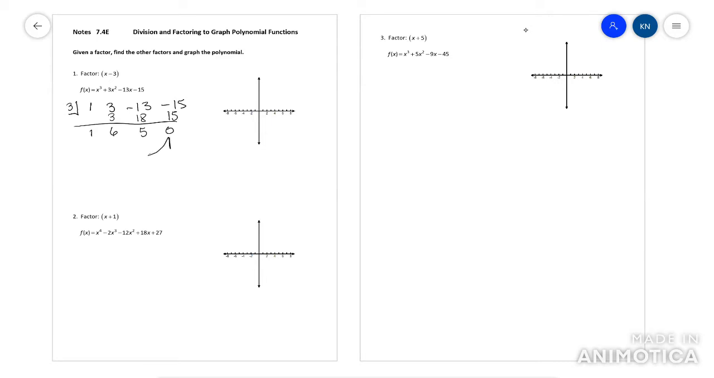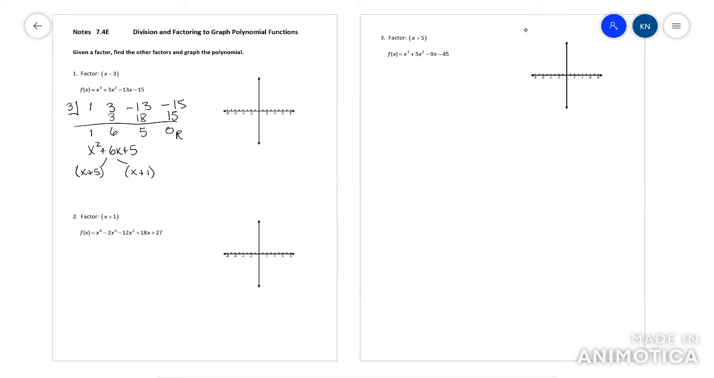If you get something other than 0 remainder, you messed up because they're giving you a factor, so it should divide in evenly. So if you got like 1 as your remainder, you messed up somewhere. But anyways, you end up with x squared plus 6x plus 5. All right? So you need to factor this further. And I'm not going to reteach you how to factor in this video either. So if you don't know how to factor, go watch that video. But basically, this would factor to be x plus 5, x plus 1.